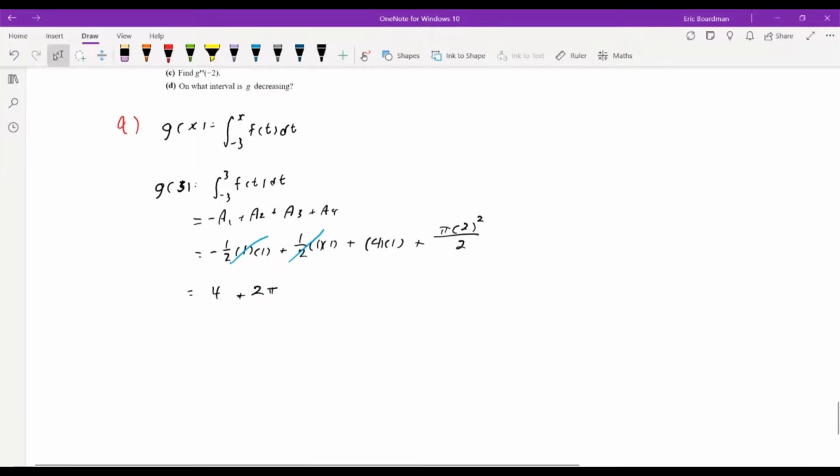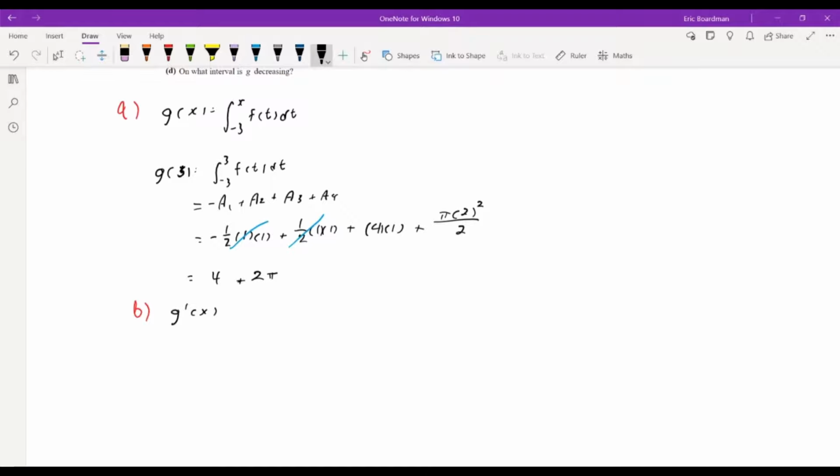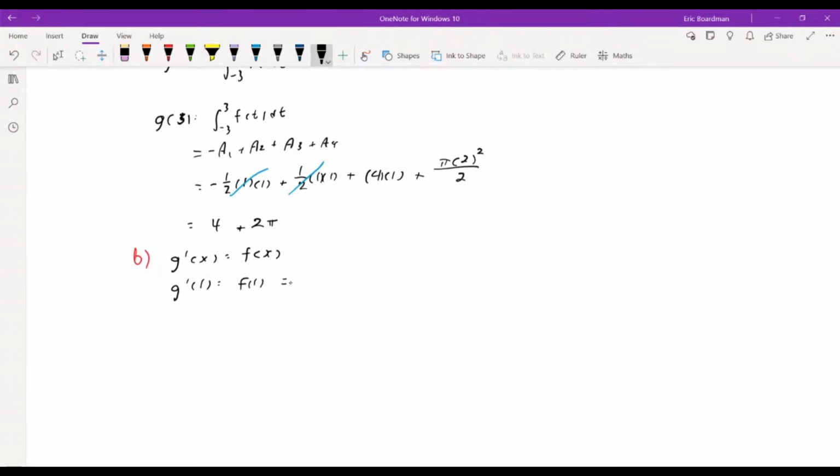And then we have 3 more parts. B, want to find g prime of 1. So like the question 2 questions ago, by the fundamental theorem of calculus, the derivative of the integral will just be the function inside. And that's because we have an x as the bound and not a function of x. So g prime of x is just f of x. And so g prime of 1 is just going to be f of 1. If we look on our graph, f of 1 is just right here. So that's 3. So this is equal to 3.